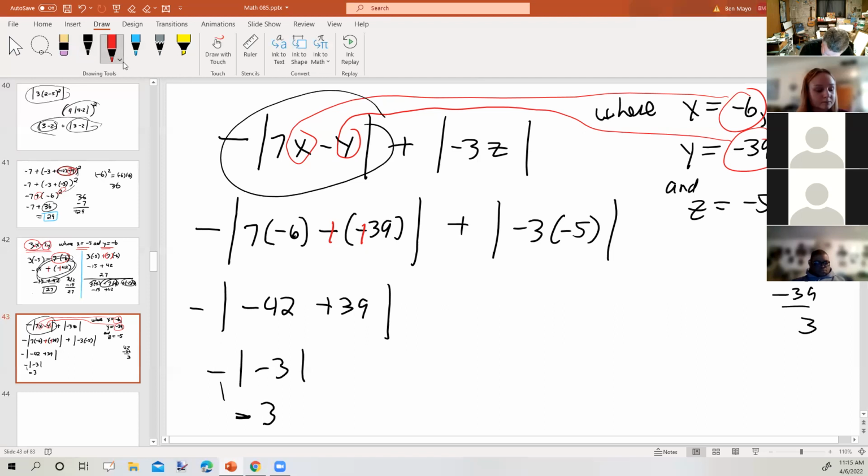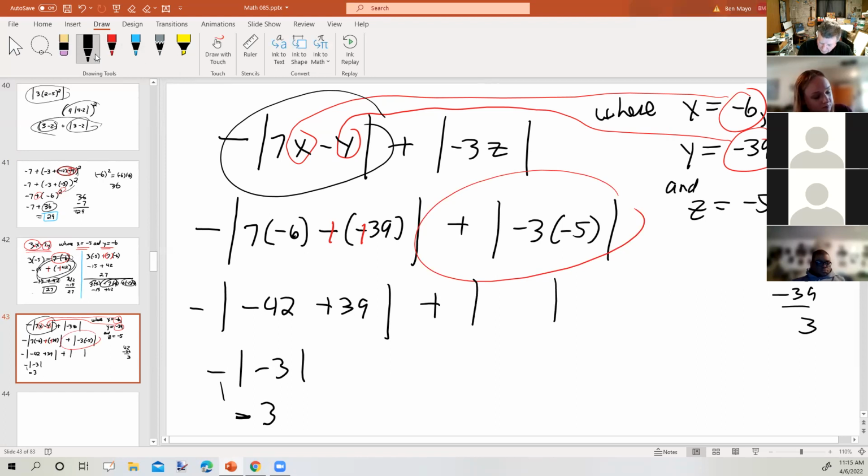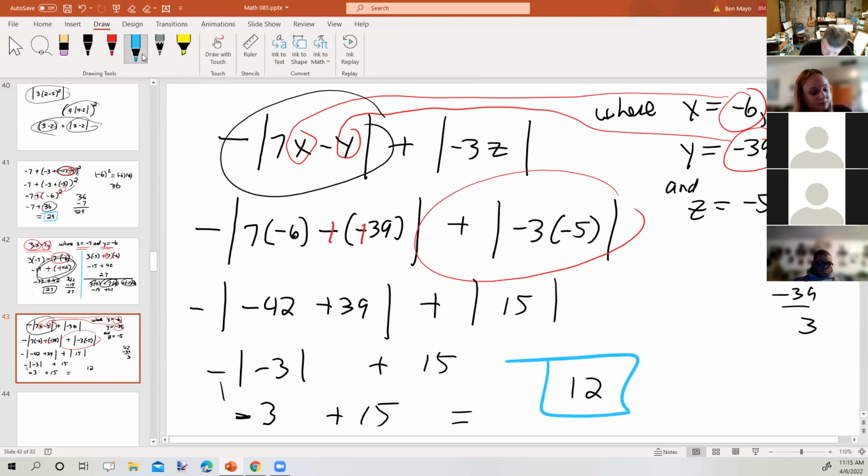Now we're going to come back up here. So I've got plus, inside the absolute value bars, negative 3 times negative 5. Negative times negative is positive. The absolute value of 15 is 15. So I've got negative 3 plus 15, which would be 15 minus 3 is 12. Boy, that's one of those ones where you need a coffee break and maybe a lunch in between the time you start and finish it, right? Okay. We all right with that?